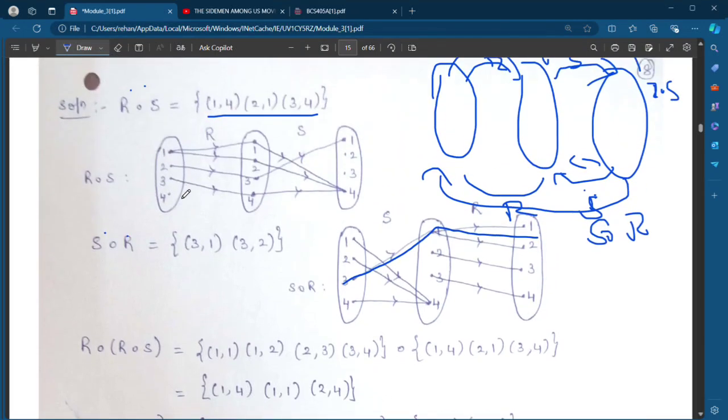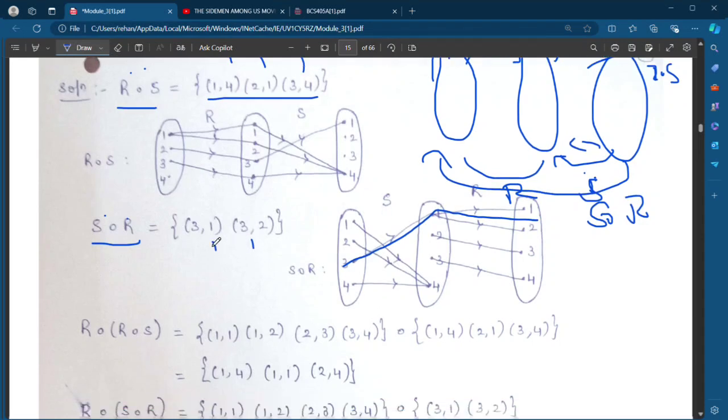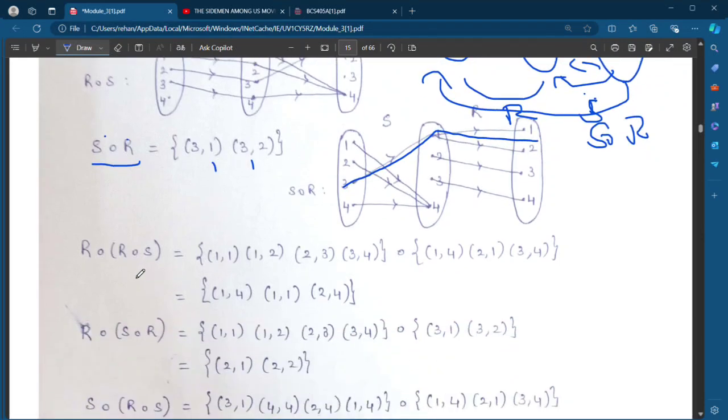Similarly, now you have this and this set. Here only 1 2 3 is there, here 1 and 2 is there. Now they are asking for the whole composition of R composition S. So how will this be? You have to write 1 comma 1, 1 comma 2, 2 comma 3, 3 comma 4, composition this.